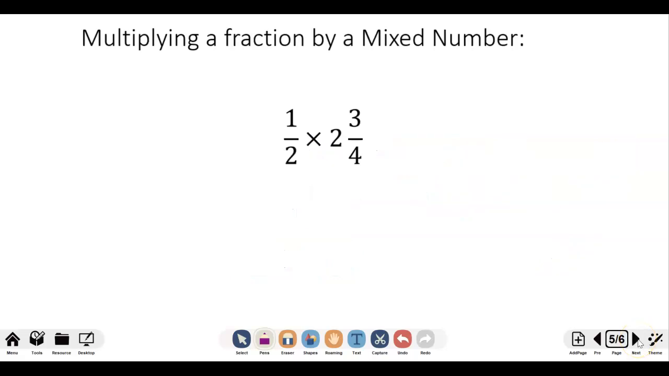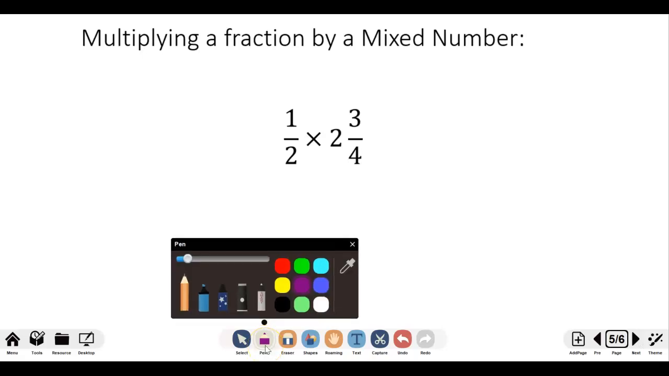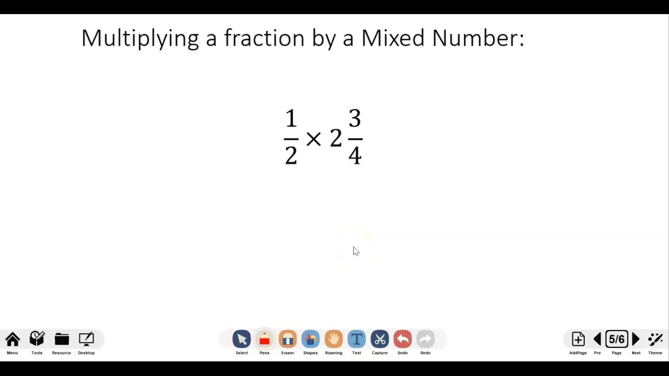What happens when I'm multiplying a fraction by a mixed number? So this is a little different because now I have to make sure that I change my mixed number into an improper fraction before I multiply. So I don't have to do anything with the 1/2 because it is already in fraction form. But this 2 3/4, I need to change it into an improper fraction from a mixed number. So when I look at that, I know I have 2 wholes and 3/4. So I need to multiply this whole number by the denominator, 2 times 4.